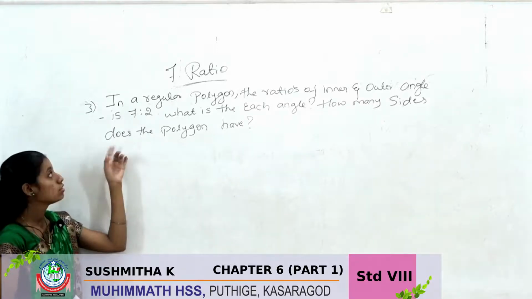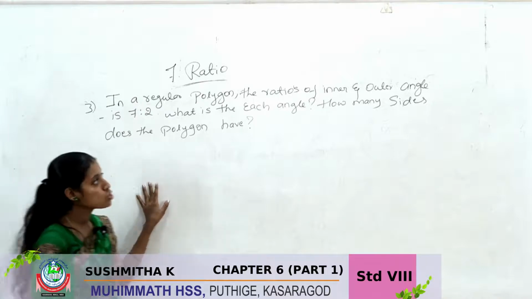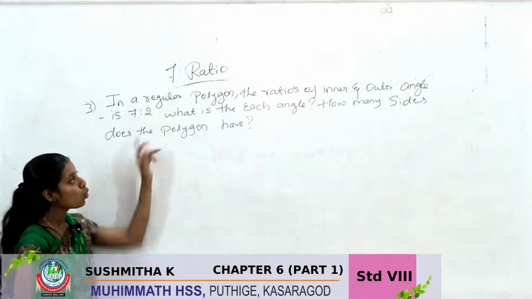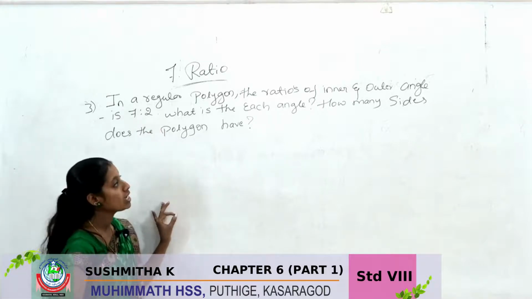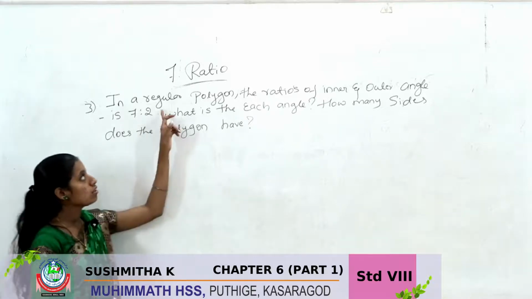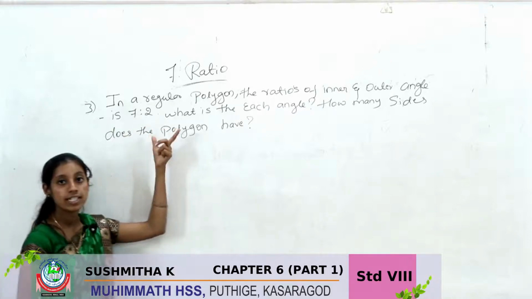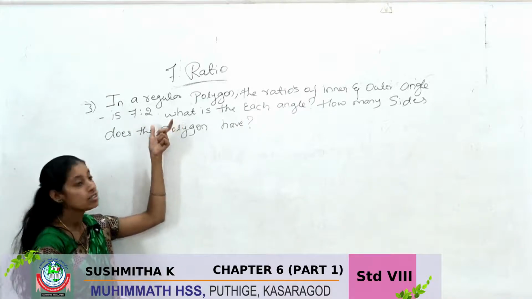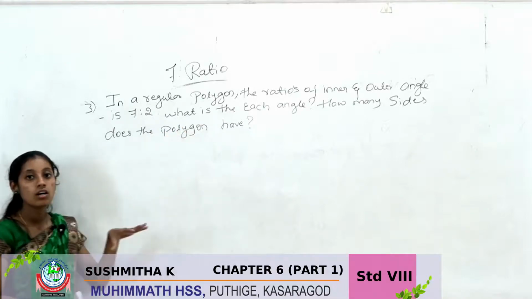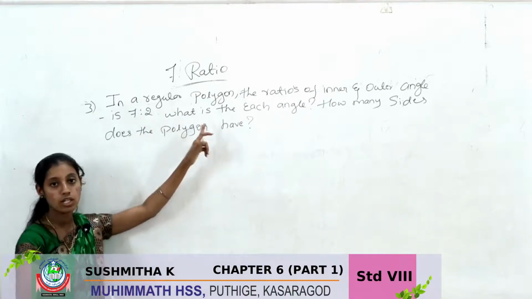So here is another question. In a regular polygon the ratio of inner and outer angle is 7:2. What is each angle? How many sides does the polygon have? So what do you mean by regular polygon? This we have studied in our earlier chapter. The regular polygon means all the sides and the angles are equal in the regular polygon.